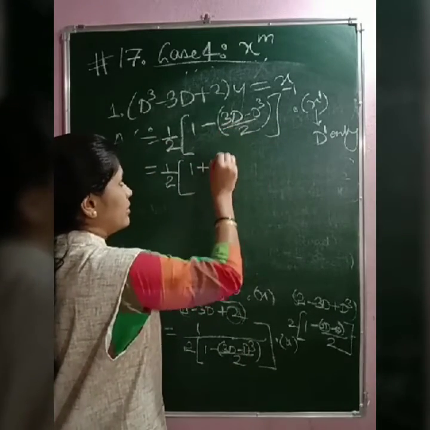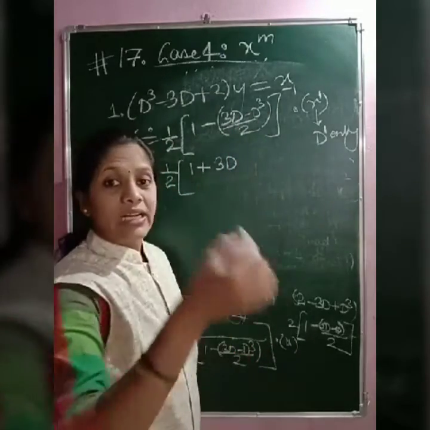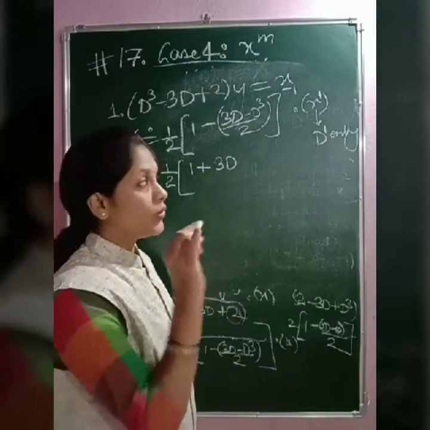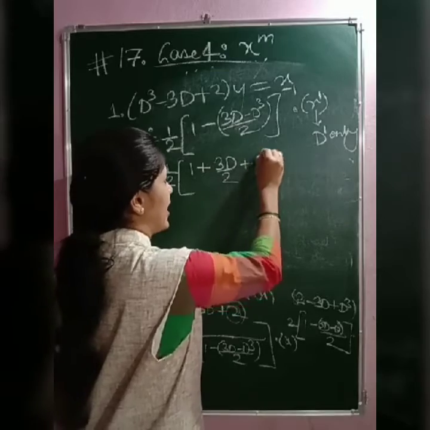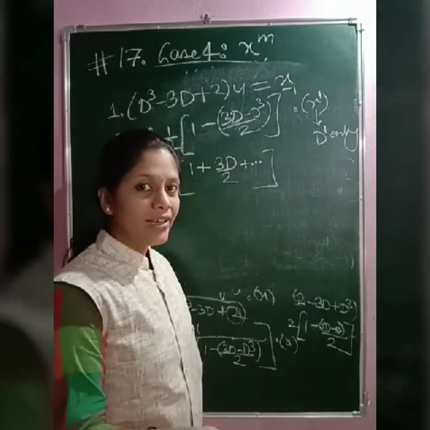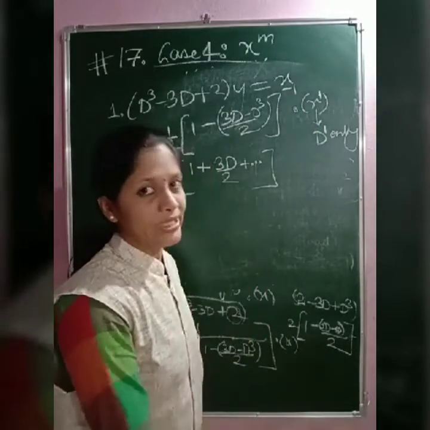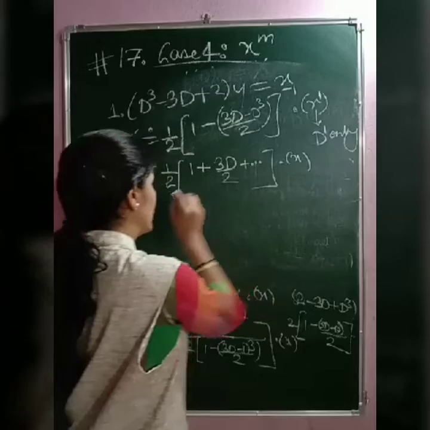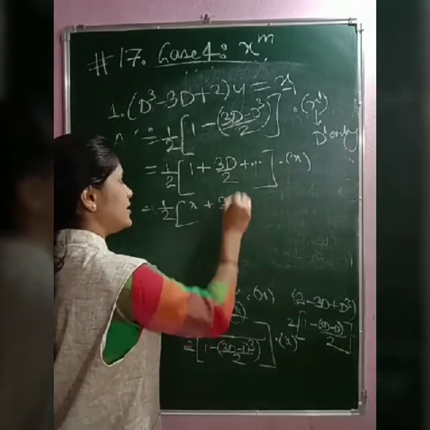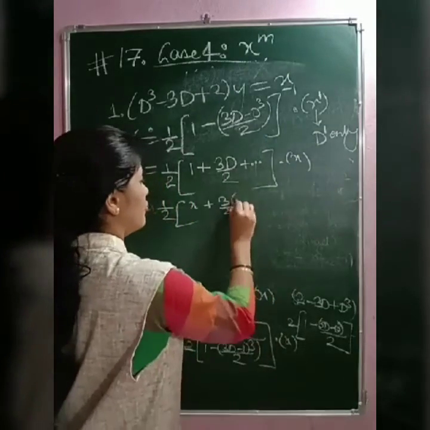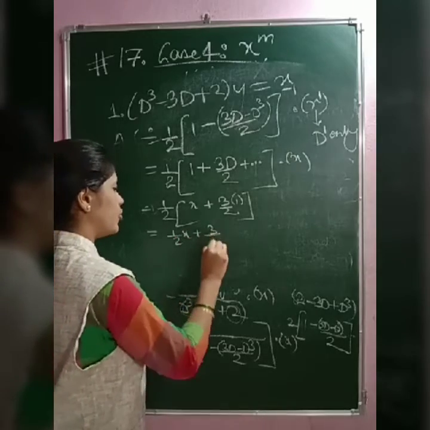Total this, 3d minus d cube by 2, I have to write. But d square onwards it is 0. Only d we have to consider. That is the reason I will write only up to here, plus dash dash, but do not consider that. Why? Because you are going to get 0. x power 1, consider only up to d power 1 of x. So let us multiply this 1 by 2 as it is. x into this is x plus 3 by 2 as it is. What is the differentiation of x? 1. So this is our answer, 1 by 2 x plus 3 by 4.